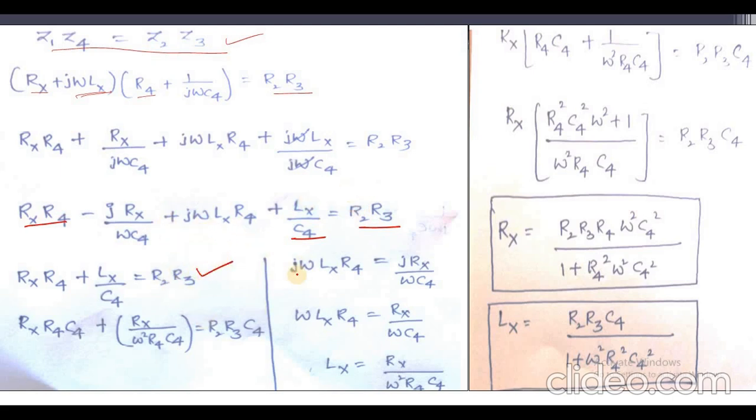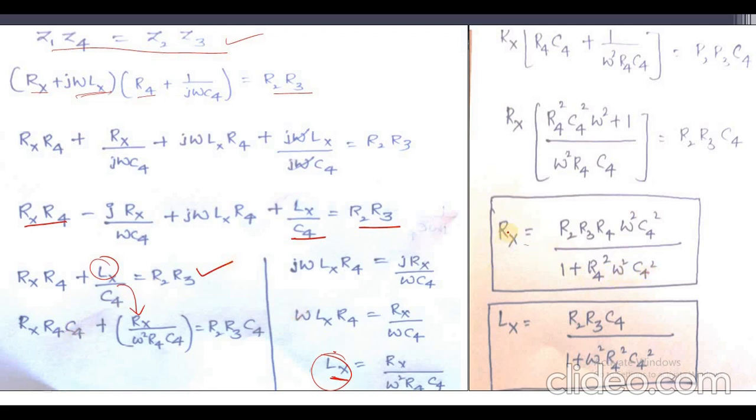Next, the imaginary part is j omega Lx R4 is equal to j Rx by omega C4. j into Rx by omega C4, it is the imaginary part. From this we can obtain the Lx. The unknown inductance value is Rx by omega square R4 into C4. You have to substitute this unknown inductance in this particular equation, the Lx term. After that Rx will be modified as R2 into R3 into R4 into omega square into C4 square by 1 plus R4 square into omega square into C4 square.